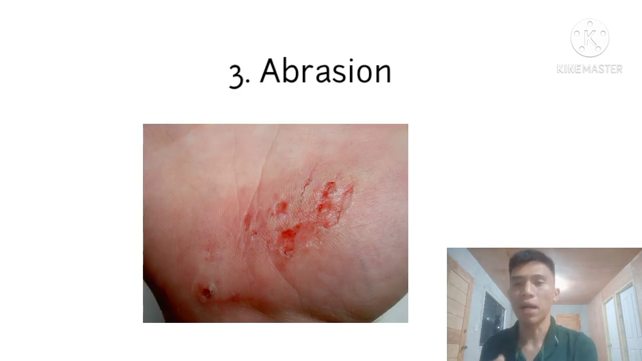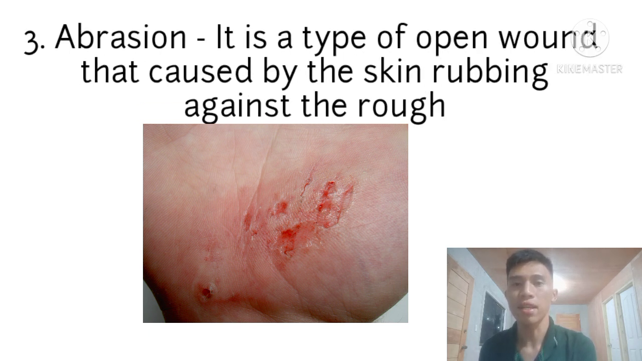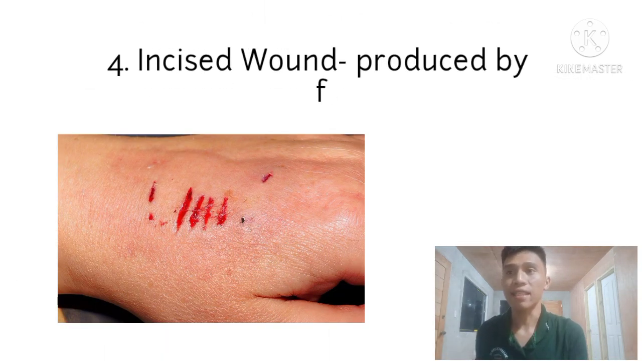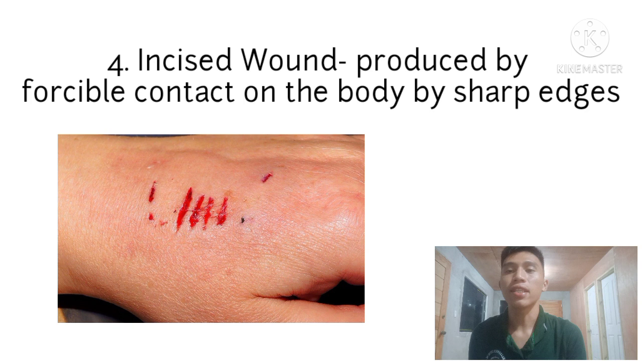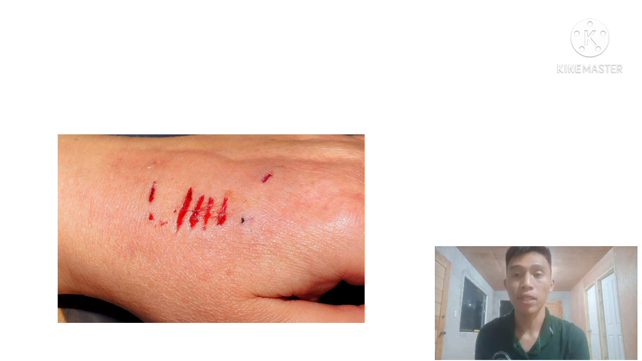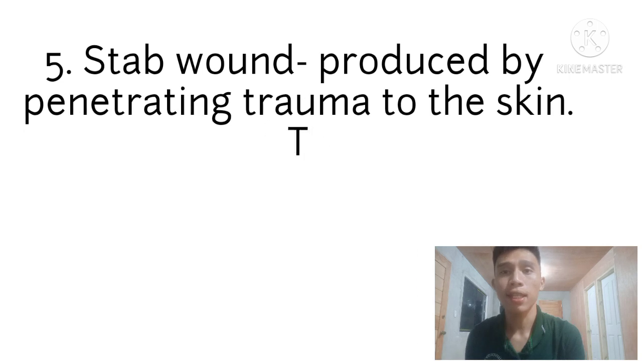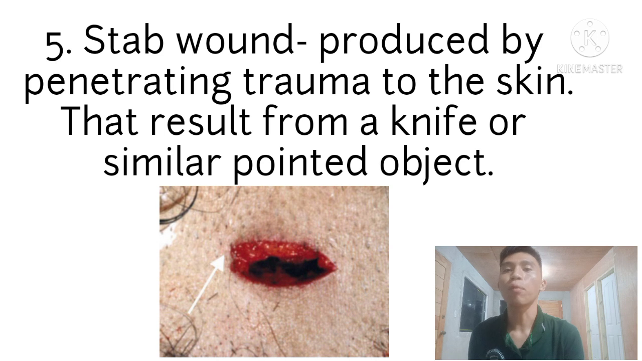And also we have abrasion. It is a type of open wound that is caused by the skin rubbing against a rough surface. So again, that is an image or example of abrasion. And next we have incised wound. It is produced by forcible contact on the body by a sharp edge. That is an example shown in the image of an incised wound. Next we have stab wound. It is produced by penetrating trauma to the skin that results from a knife or similar pointed object.